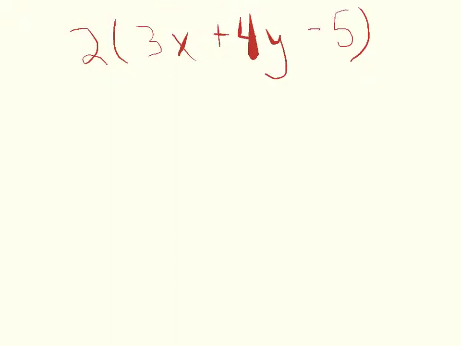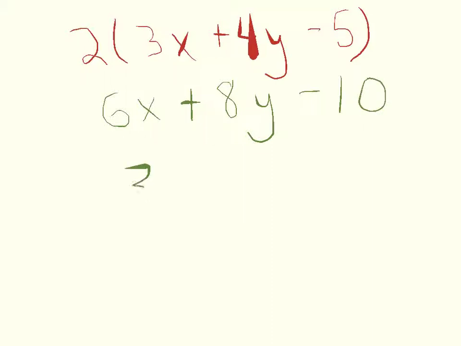So I essentially just multiply the 2 times the 3 here. So 2 times 3 is 6, which gives me 6x. And then I would multiply the 2 times the 4. 2 times 4y would give me 8y. And again, that would be positive 8y. And 2 times negative 5 would give me negative 10. And that's what the simplified expression would look like.